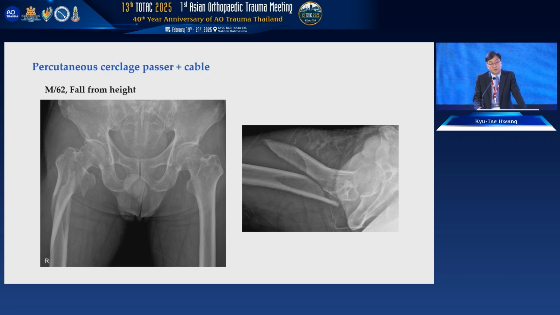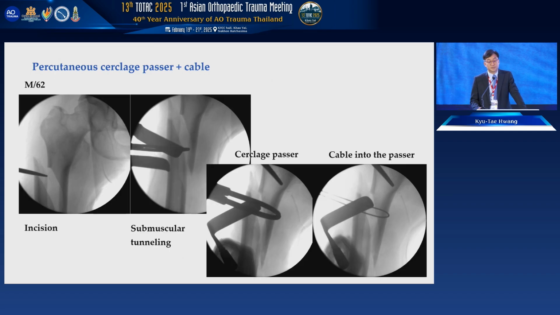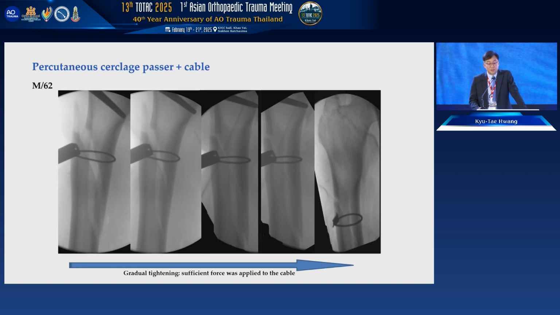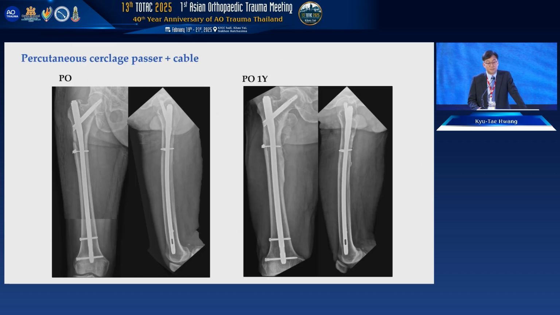This is a 62-year-old male patient after falling from a height. Step by step: first incision, submuscular technique, the circlage wire passer was placed around the fracture site and the cable was inserted into the passer. Sufficient force was applied to the cable by gradual tightening like this. Immediate post-operative and one-year follow-up radiographs show good alignment. Bone union was achieved without complication.